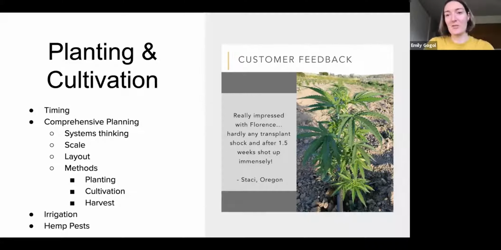And I'll say, just as a reminder too, this is a customer feedback quote from one of our folks in Oregon, who was really impressed with Florence, one of our old varieties: hardly any transplant shock, and after 1.5 weeks, shot up immensely. I just include this as a reminder that it's really important, as you're going through this planning process, to think about all of your inputs, whether it's the seeds or plants you purchase, the fertilizer you use, the labor you hire to come onto your farm to work.